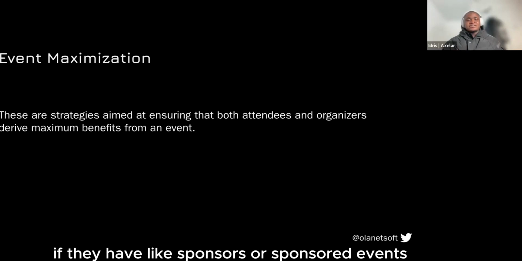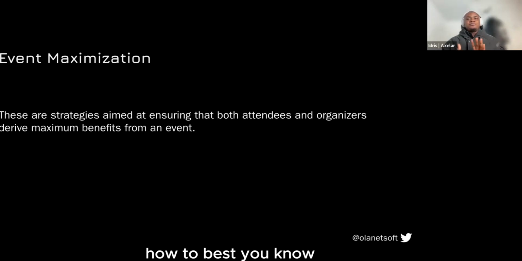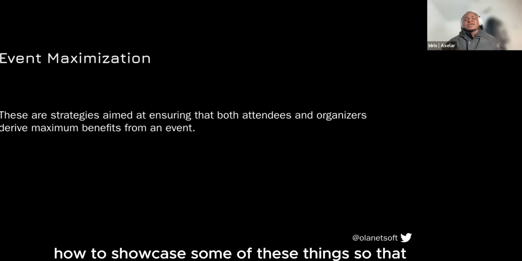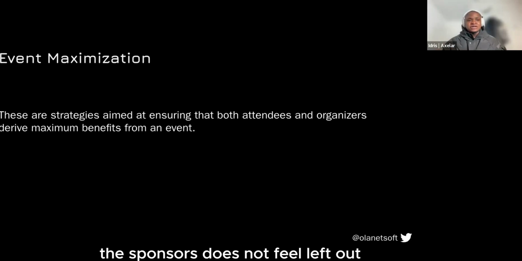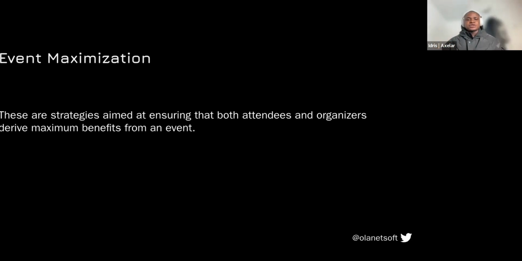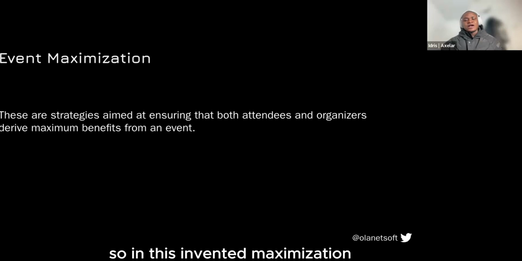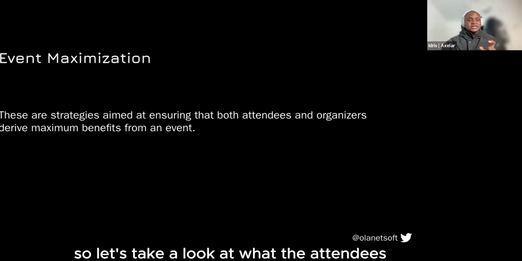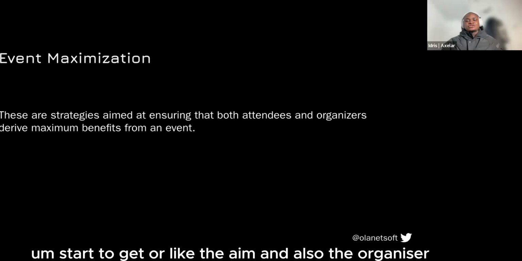Of course, if they have sponsors that sponsor the event, how to best put out the sponsors' companies or products during the event, how to showcase some of these things so that the sponsors do not feel left out. They also feel part of the event, and they get the maximum benefit from that particular event. So in this event maximization, we have two categories, which I already mentioned, the attendees and the organizer. So let's take a look at what the attendees stand to get, or the aim, and also the organizer.